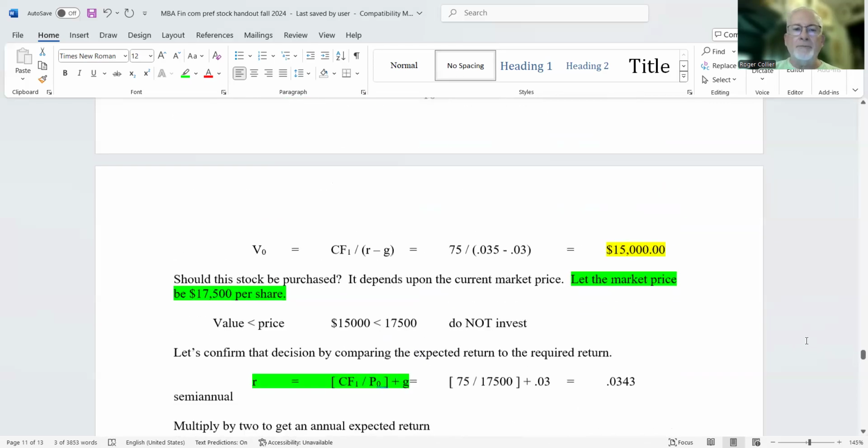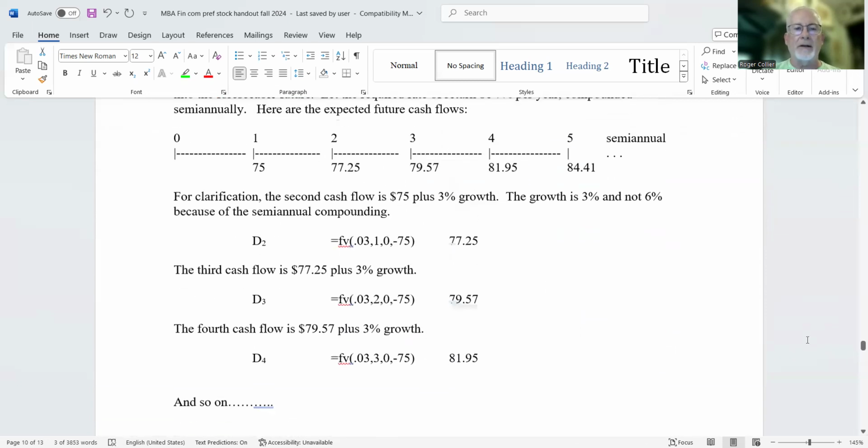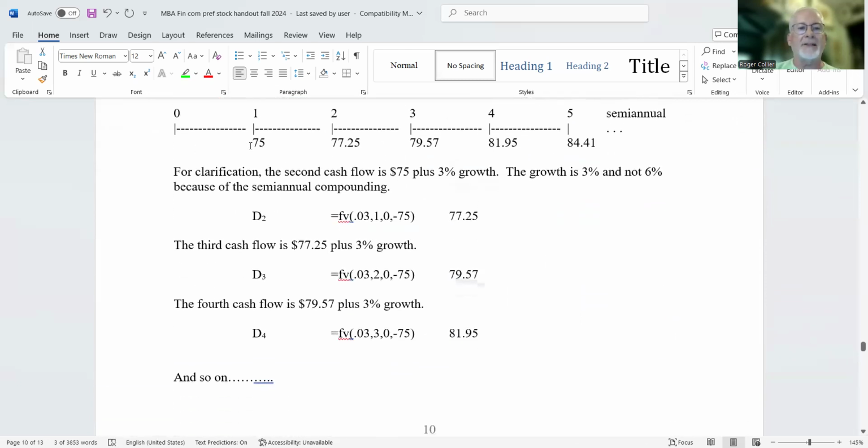All right. Now, one other thing that I threw in here is that, yes, we know the next dividend is 75, but what about the one after that? Well, that's easy enough to find, right? We start with 75 and we use that 3% semi-annual growth rate, and we get 77.25. That's easy. It's a simple future value calculation.